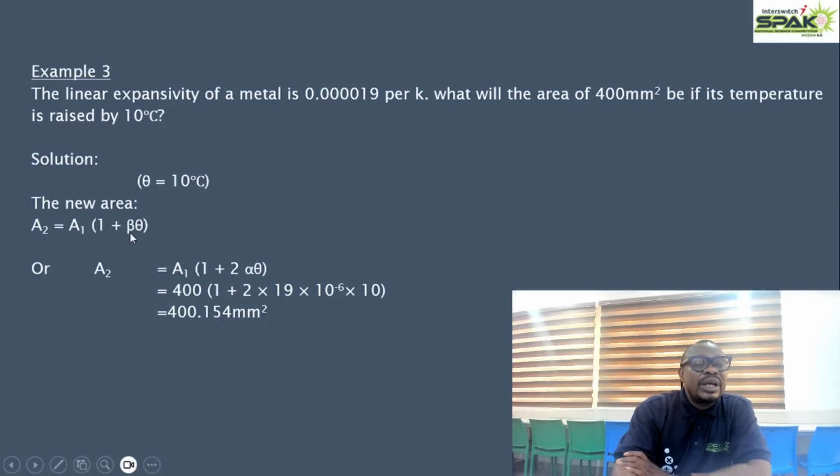Okay, then this my beta is equal to 2 alpha. So all that I have, I just substitute into them. Okay, then by the time I solve, my answer, because you can see that I worked with millimeter square, so my answer should be in millimeter square as well. If it's in centimeter square I'm working with, it should be in centimeter square as well.